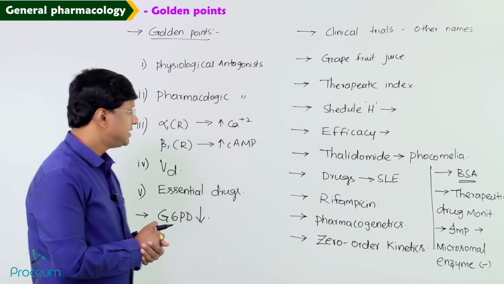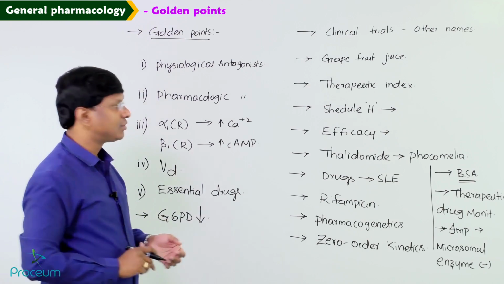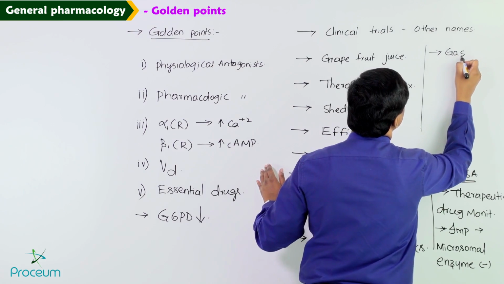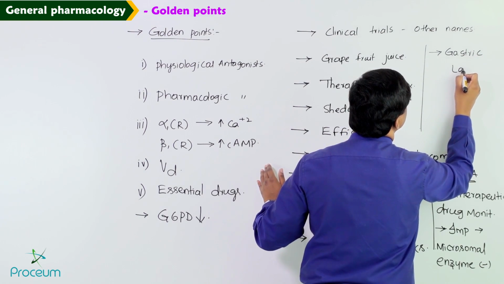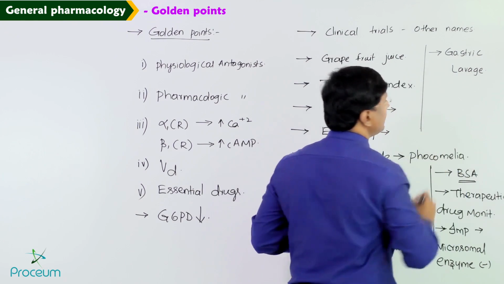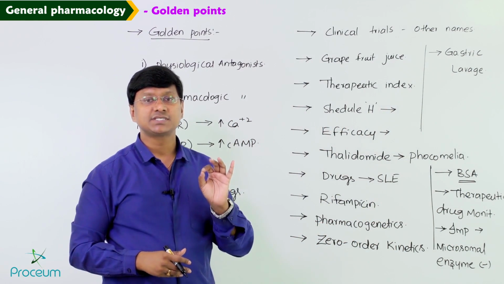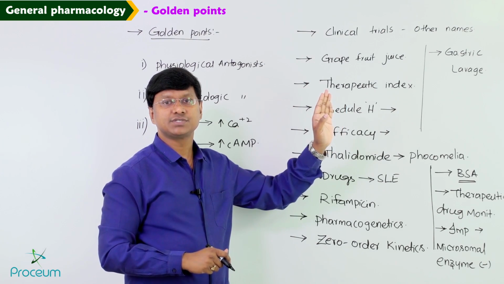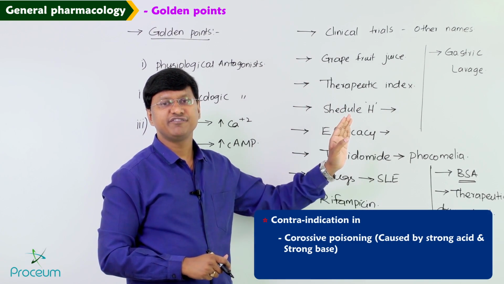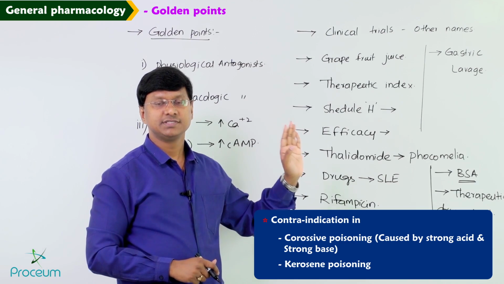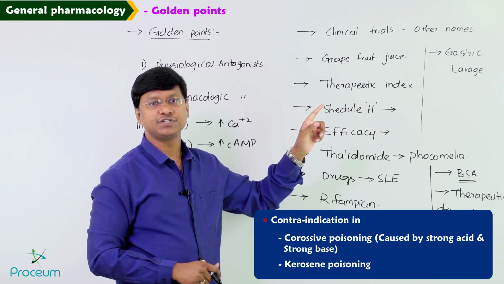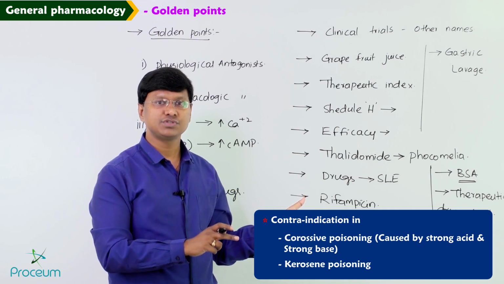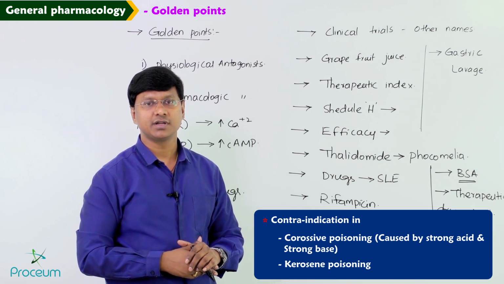Alright, next. Now we have discussed what is called gastric lavage. Remember, gastric lavage is contraindicated in certain poisonings. That is, gastric lavage is contraindicated in corrosive poisoning and kerosene poisoning. In case of corrosive poisoning, which is caused by strong acid or strong base, as well as in case of kerosene poisoning, gastric lavage is contraindicated.